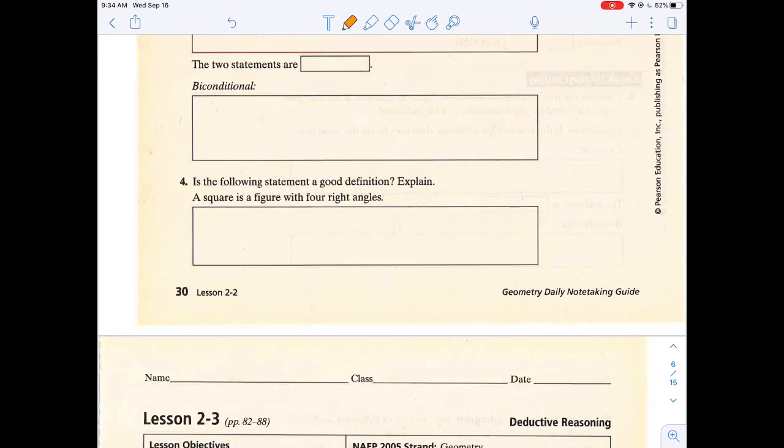And last but not least, is the following a good definition? Explain. A square is a figure with 4 right angles. So you're going to decide if it's true forwards and backwards. If it is, then you're going to say, yes, it's a good definition. You can flip it around. If it's not, you're going to explain why. And that should be the lesson. So go ahead and get started.